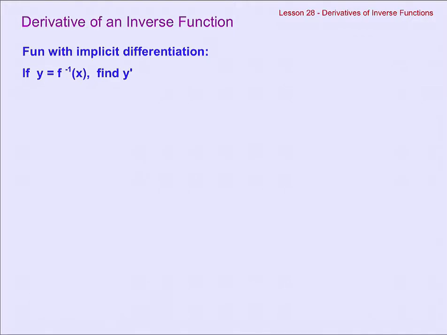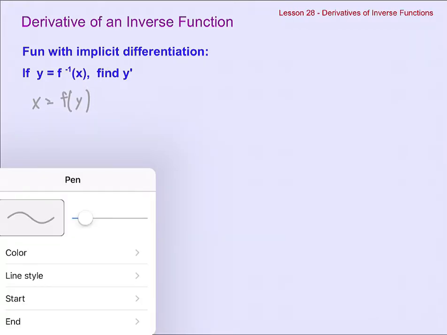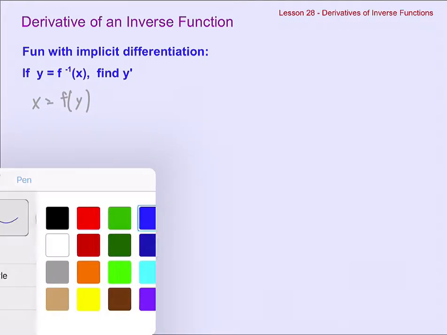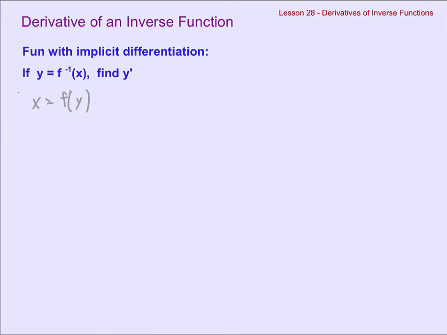So, like we saw with the trig inverse yesterday, what we're going to do is rewrite this. y equals f inverse of x is another way of saying that x equals f of y. And we can then take the derivative of both sides. That's what we called yesterday implicit differentiation. Take the derivative of both sides with respect to x.